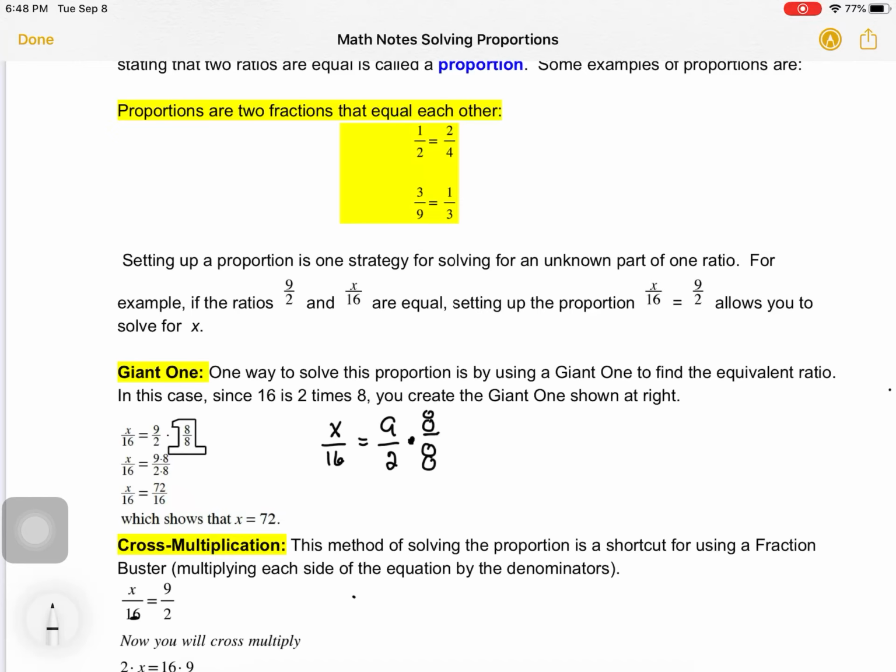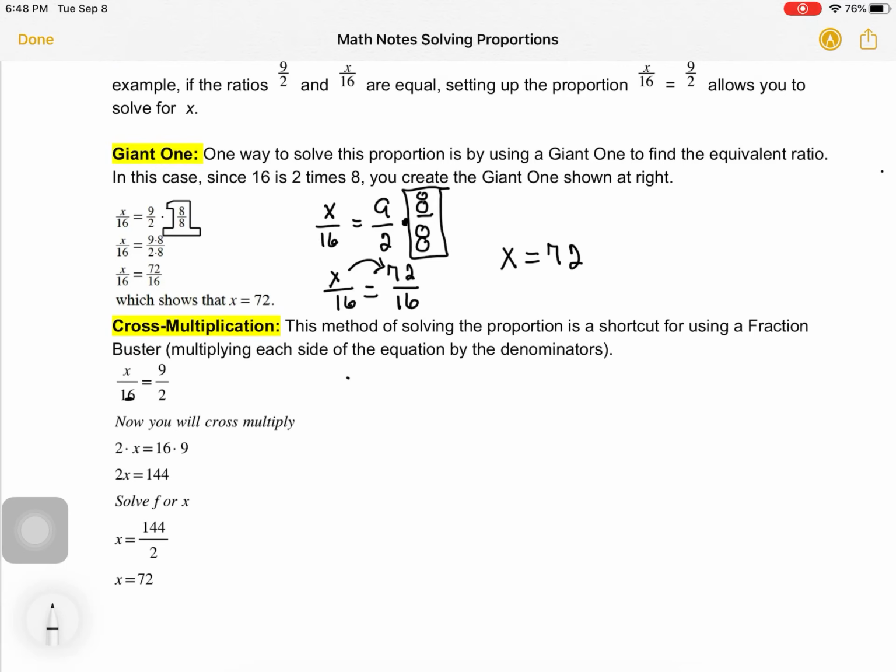Okay? So when I do that, I get x over 16 equals 72 over 16. So therefore, x equals 72. So that's one way to do it. That's called the giant 1, because actually you're just multiplying by 1 in a fancy way. Okay? Now, cross multiplying, which I find the easiest.